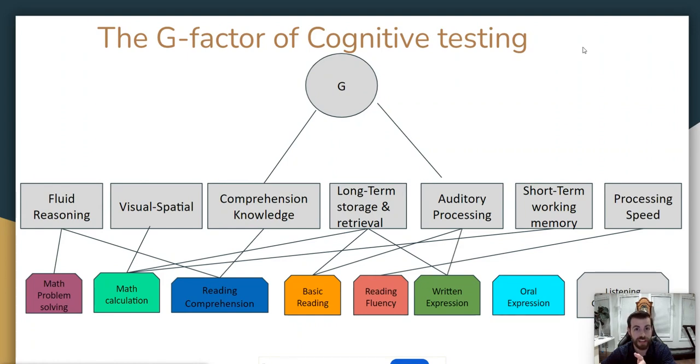Auditory processing and written expression, that one sounds like it doesn't make sense, but if you struggle breaking apart words and putting them together, then you're also going to struggle writing those words and blending those words together on paper. Auditory processing and oral expression, and auditory processing and listening comprehension. Basically, as I was saying earlier, if you struggle with auditory processing, you're going to struggle getting things out and taking information in because you're processing the words that are being said.